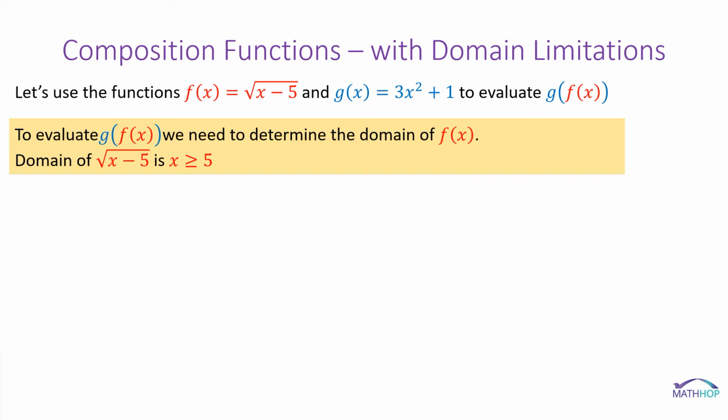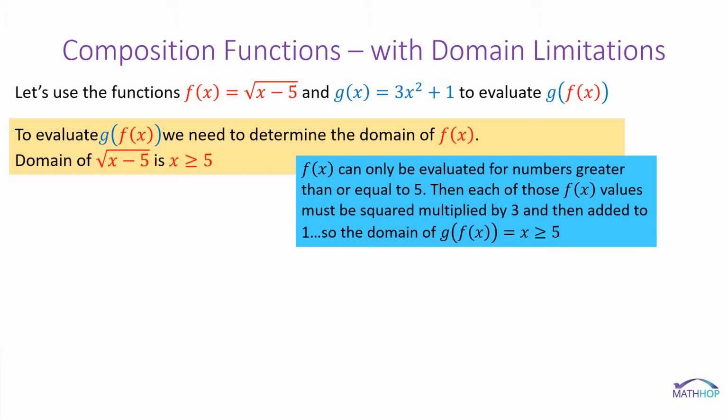To evaluate g of f of x, we need to determine the domain of the input. If we're going to put f of x into this function, we need to know what f of x can be. So the domain of f of x is x must be greater than or equal to 5, right? Because 5 minus 5 is 0, so it can be 5, and then it has to be everything greater than that. All right, and let's put this in another set of words. f of x can only be evaluated for numbers greater than or equal to 5.